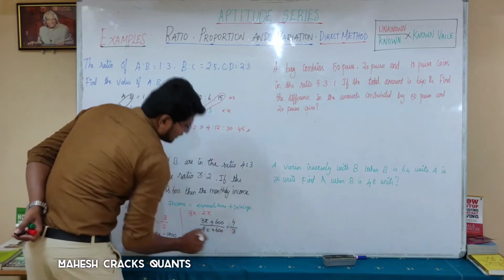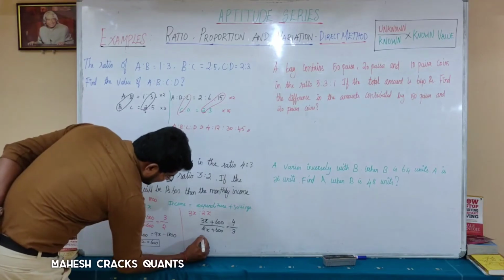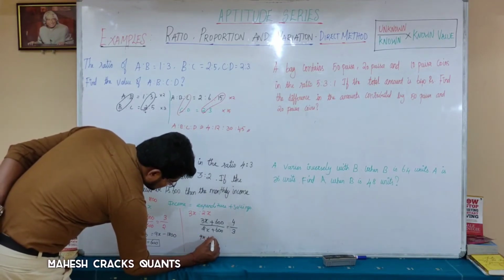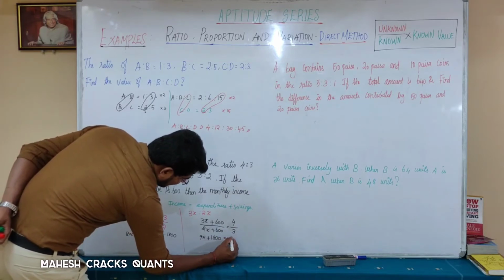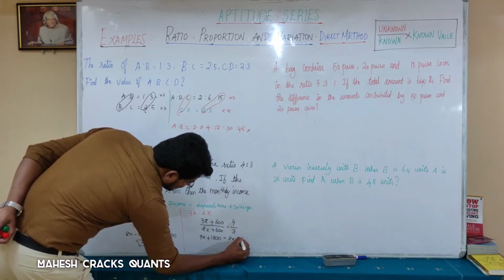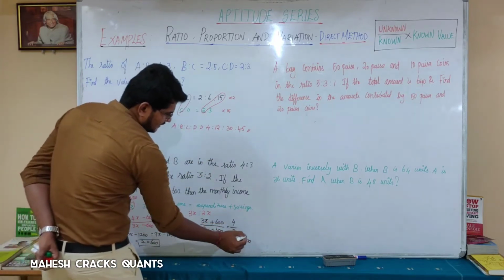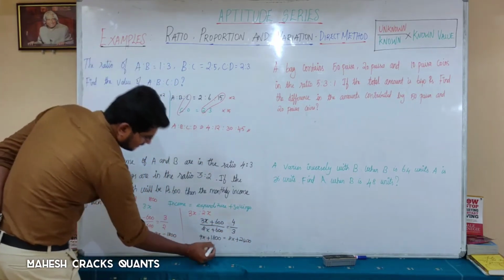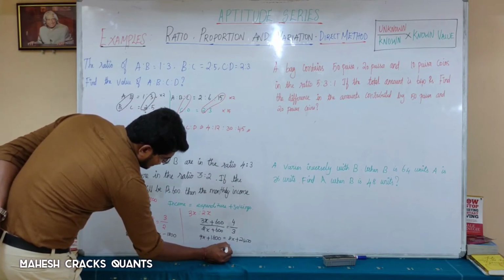Equate this, 4 by 3. So cross multiply this, you will get 9x plus 1800 is equal to 8x plus 2400. So when you take 1800 to that side and 8x here, x is equal to 600 again.